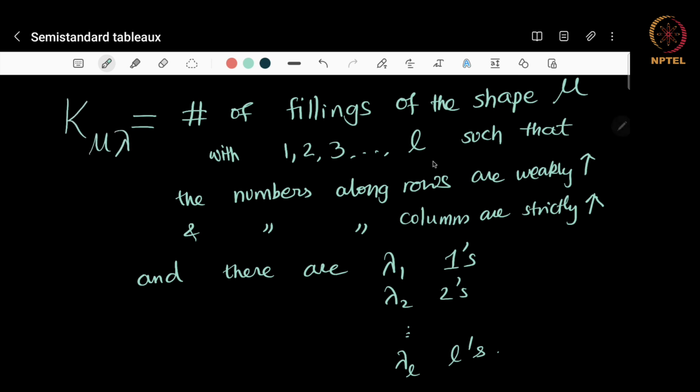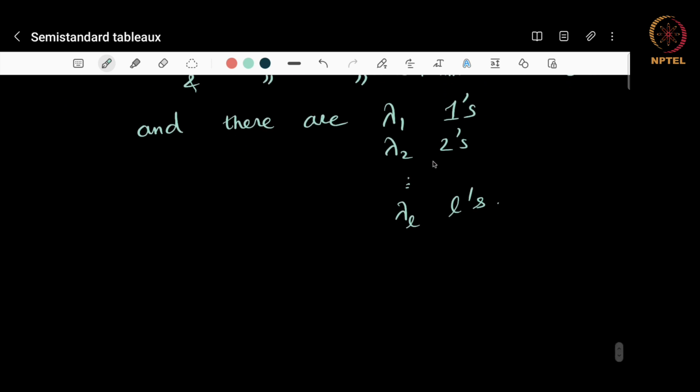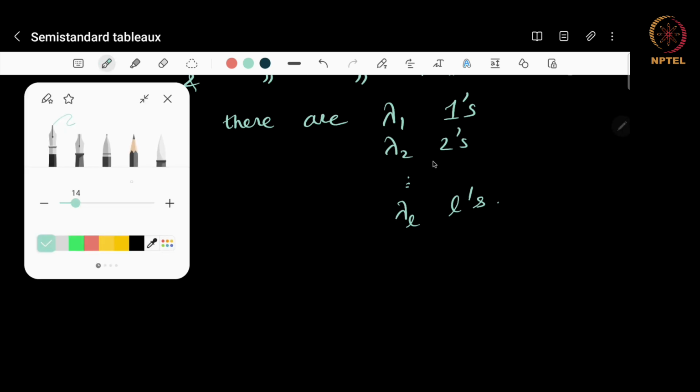It says you take the outer shape mu, fill it with lambda 1 1s, lambda 2 2s, lambda 3 3s in a very special way, such that the numbers on the rows are weakly increasing and the numbers down the columns are strictly increasing. So now any such filling which satisfies these conditions is called a semi-standard tableau. And that's the title. So here's the definition.